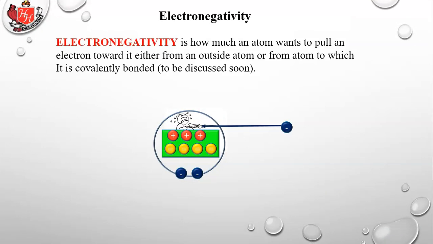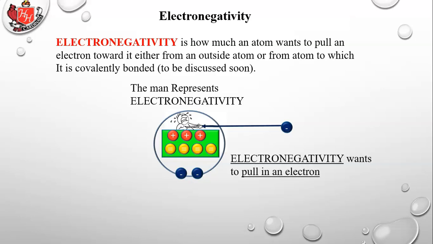Okay, so electronegativity is how much an atom wants to pull an electron toward it, either from an outside atom or from an atom to which it is covalently bonded. We'll learn about bonding in the near future. So here the man is inside the atom. He represents electronegativity. And electronegativity wants to pull in an electron from the outside.